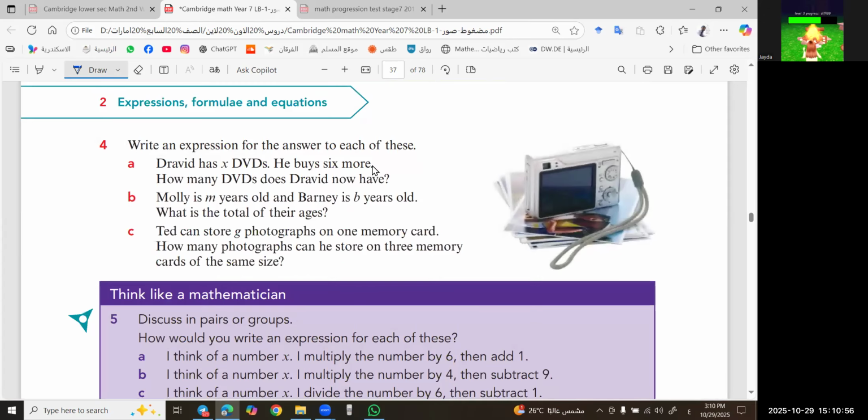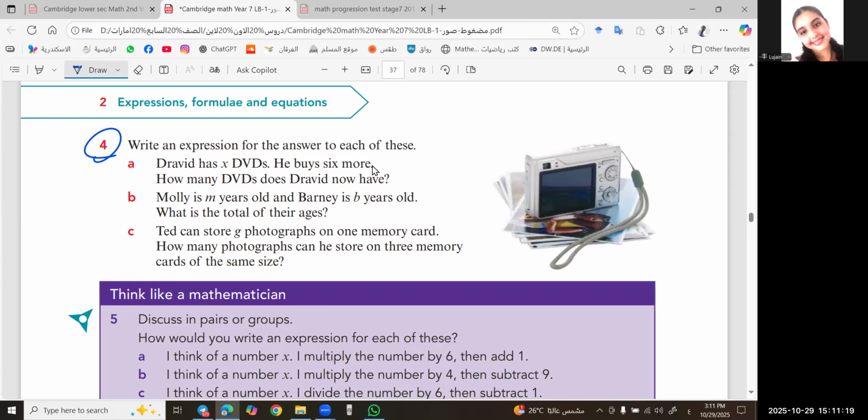In this exercise, Lujain, read and tell me how we can solve this exercise. Davis has X DVDs. He buys 6 more. How many DVDs does David have now? We have to do X plus 6. Yes, right.